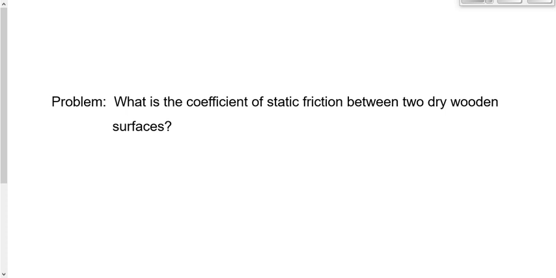The purpose of today's lab, always phrased in the form of a question, of course, is: what is the coefficient of friction between two dry wooden surfaces? So effectively, you're going to take a wooden block, and that wooden block has some masses in it. You're going to put that wooden block on a wooden track, and you're going to find the coefficient of static friction between those two pieces of wood, between those two dry wooden surfaces. Now, how are we going to do that?